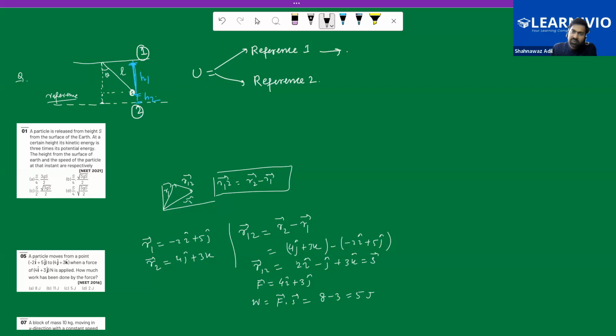potential energy is simply, because we are going downward, so that would be minus of mgh1. If we are going upward, that would be mgh2. Can you guys tell me what is h1? This total length is L, this is cos theta, so that would be y bound. What would be the perpendicular?